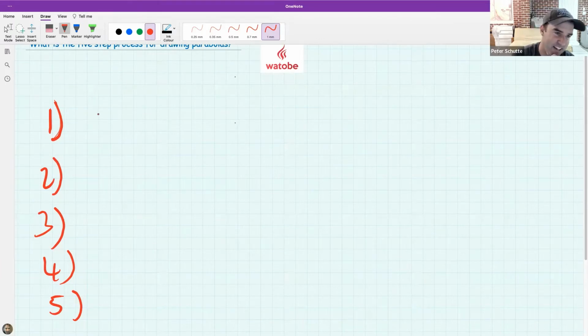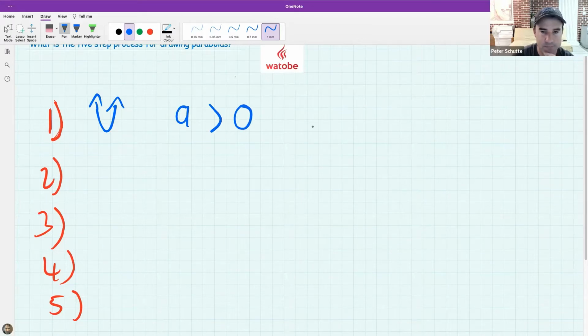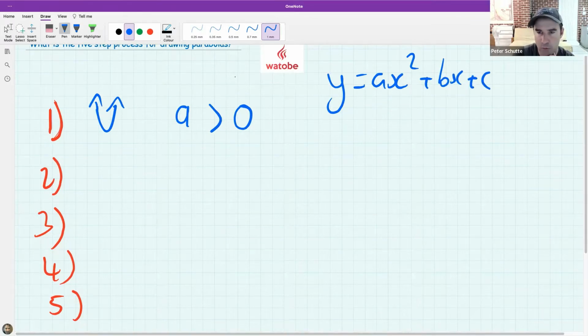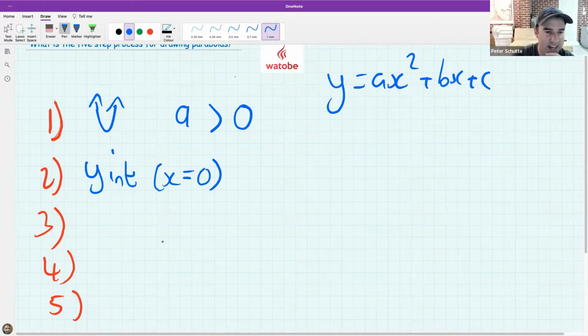Happy or sad? Yes. So happy or sad, I will just put a happy face here. Step 1 is happy or sad. And we know that by looking at the a value in the standard form of a parabola. Actually, also in the alternate form, but we'll get to that. What about step 2? Step 2 was the y-intercept, which we found by making x naught.